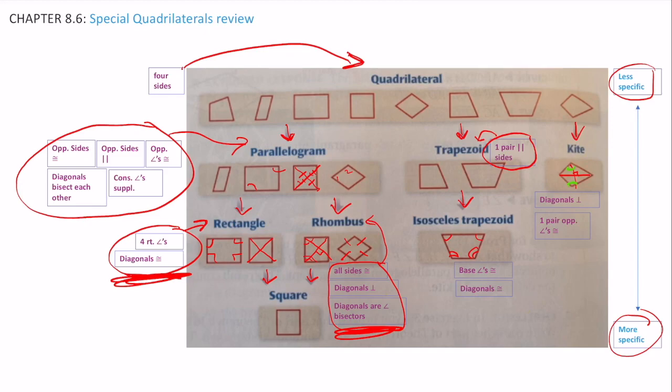Okay, so as we review them, this is how they all relate to each other. And as you go down, you're getting more specific. And the key to remember is that anything downstream has its new characteristics, but still has all the characteristics of anything upstream from it.